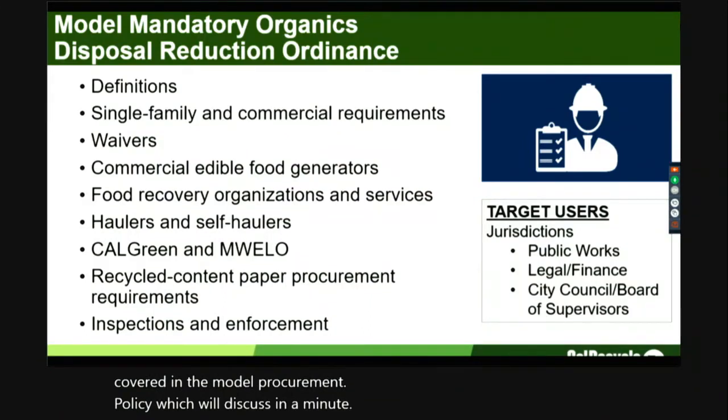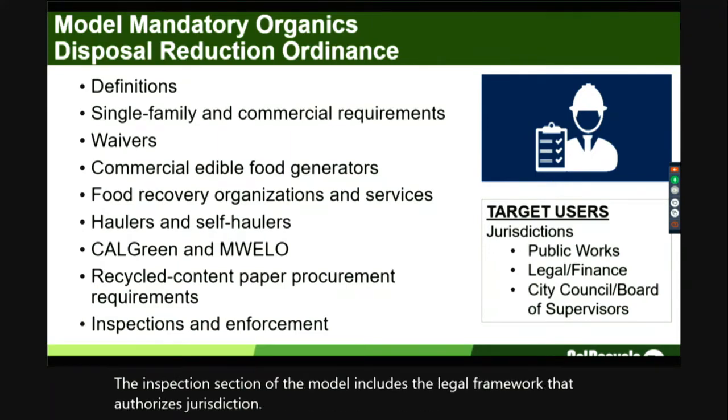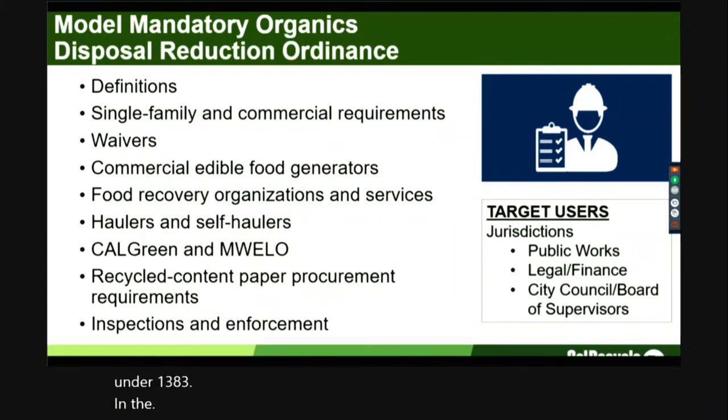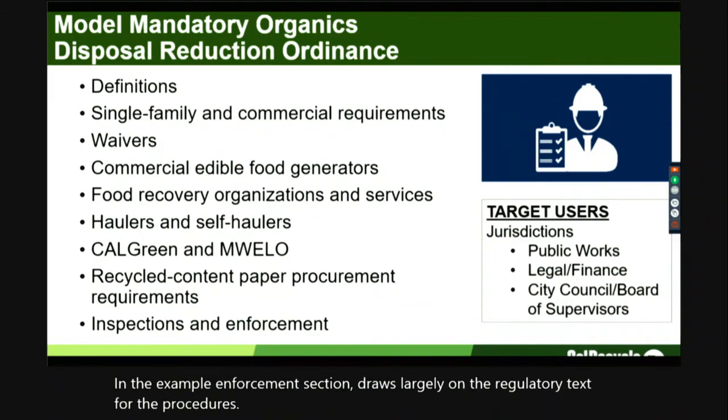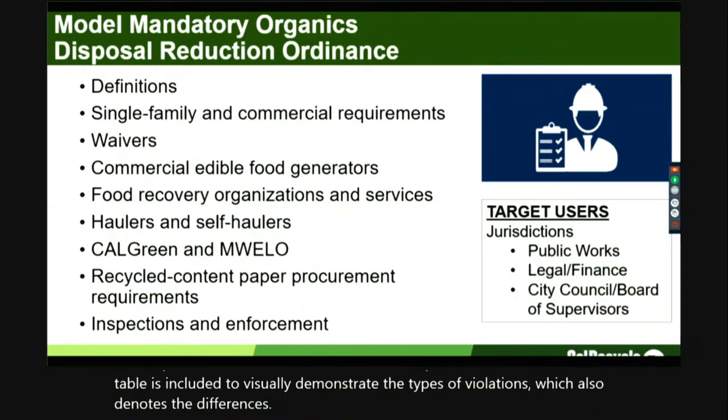The inspection section of the model includes the legal framework that authorizes jurisdiction representatives to conduct required inspections under 1383. And the example enforcement section draws largely on the regulatory text for the procedures related to enforcement and penalties. An enforcement table is included to visually demonstrate the types of violations, which also denotes the differences in performance-based compliance.